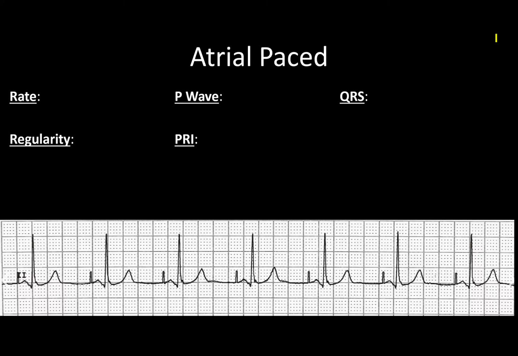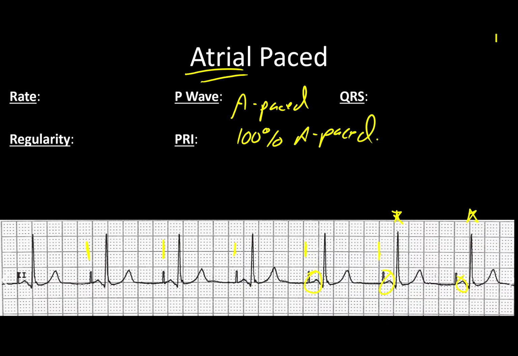Another example of pacing, this is atrial paced. In this case, you can see the pacer spikes right in front of each P wave. And that's followed by a normal QRS. That's the idea: this is an A-paced patient. Or you could say, 100% A-paced.